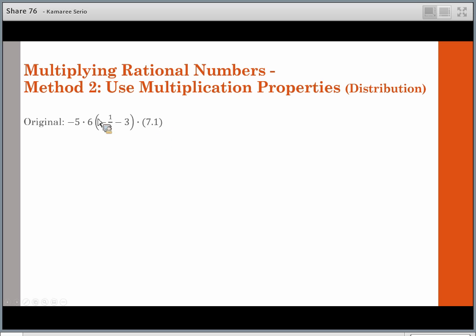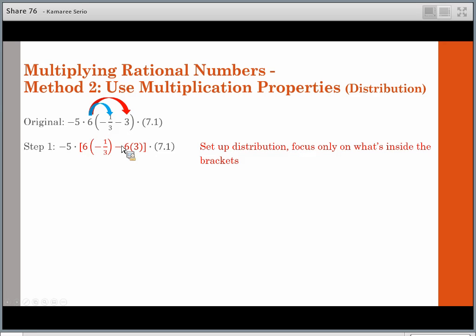So you're going to take this 6 and multiply it to the negative 1/3, and then you're going to take this 6 and multiply it to the 3. Okay, this minus sign is going to stay in between them. So notice this minus sign is the same. I just brought it straight down.